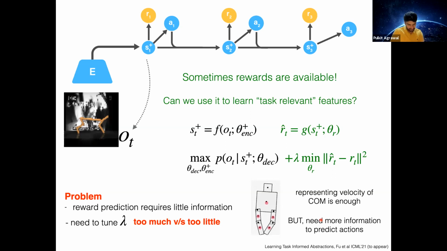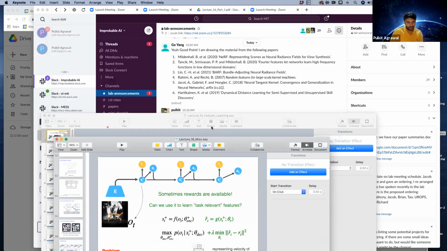Okay. If not, then what we're going to look at now is, well, we looked at one way of doing feature learning, which is autoencoders. What are some other possible ways of doing feature learning?